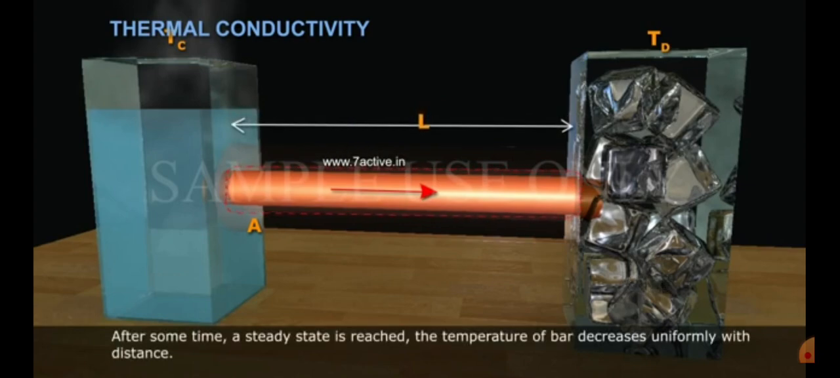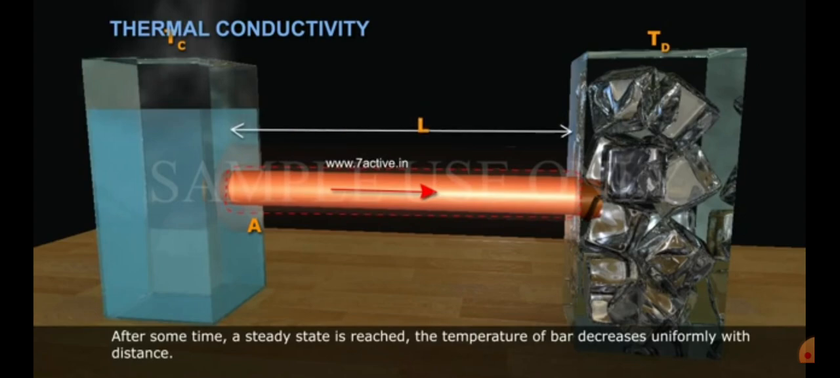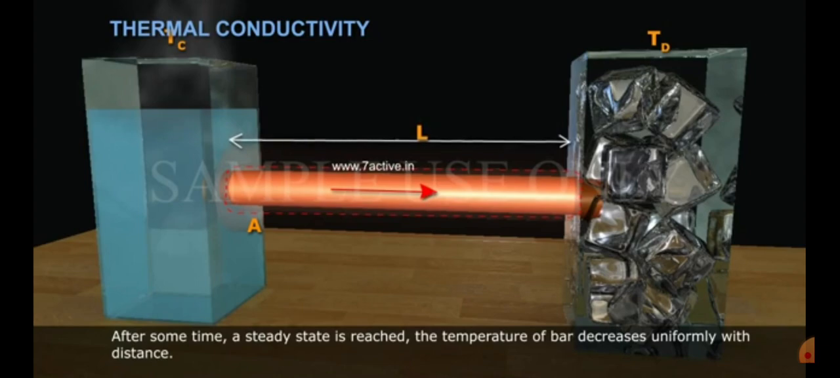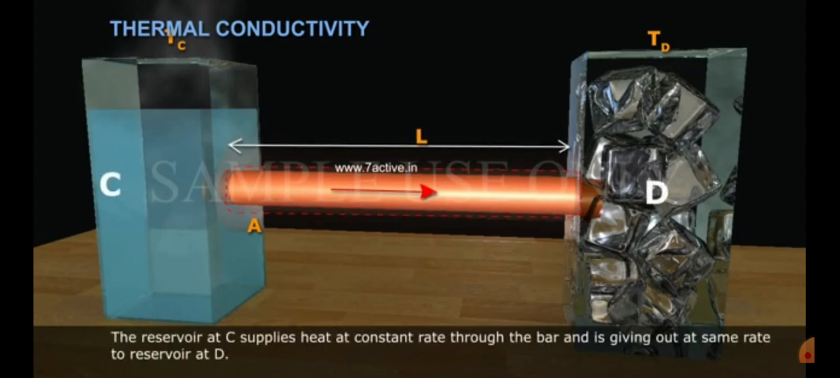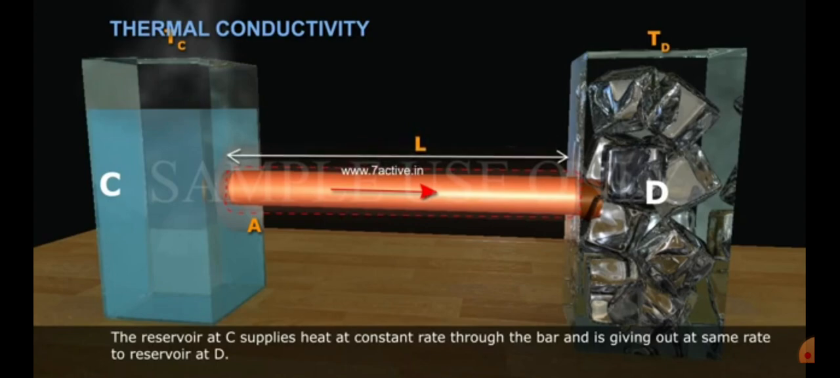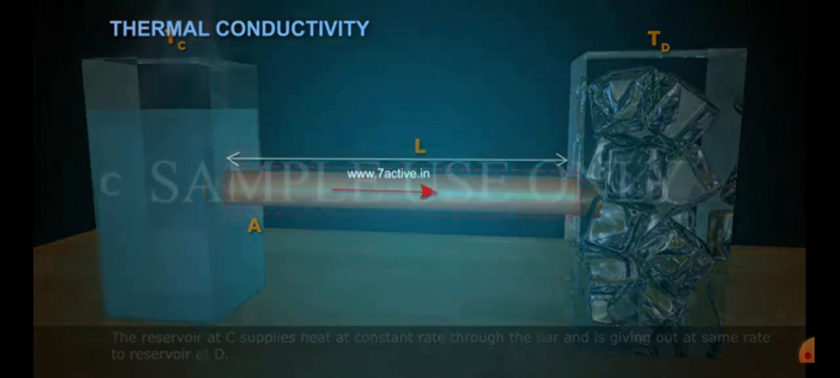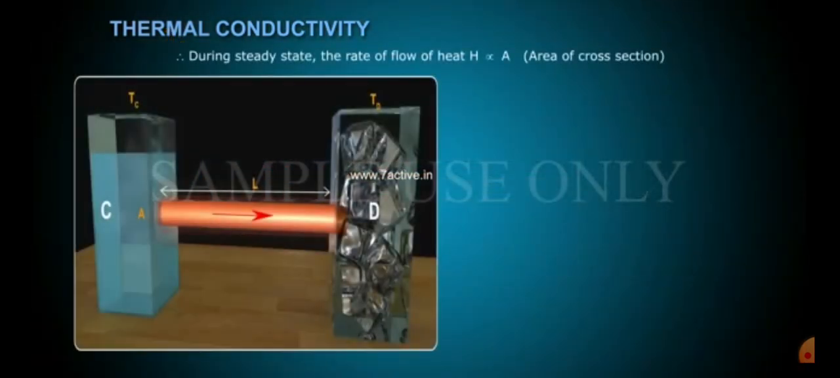After some time, a steady state is reached. The temperature of the bar decreases uniformly with distance. The reservoir at C supplies heat at a constant rate through the bar and it is given out at the same rate to the reservoir at D. During steady state, the rate of flow of heat, H, is directly proportional to A, the area of cross-section.